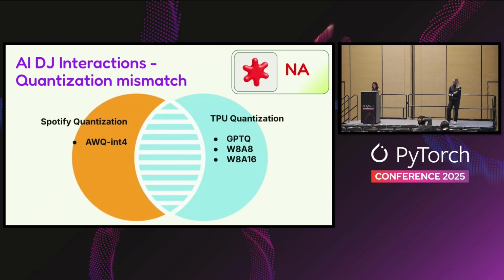For our AI DJ interaction model, this is actually a use case that we chose not to pursue at the time when we were benchmarking a few months ago because of a mismatch in quantization availability. So the quantization methods that Spotify used for our model weren't available with TPUs at the time, but they are now supported with the new TPU backend vLLM release.